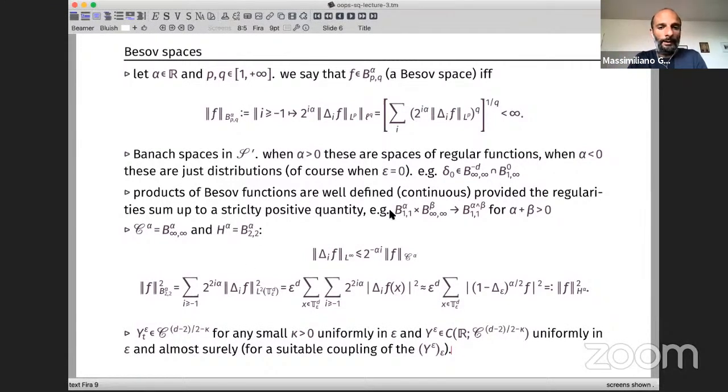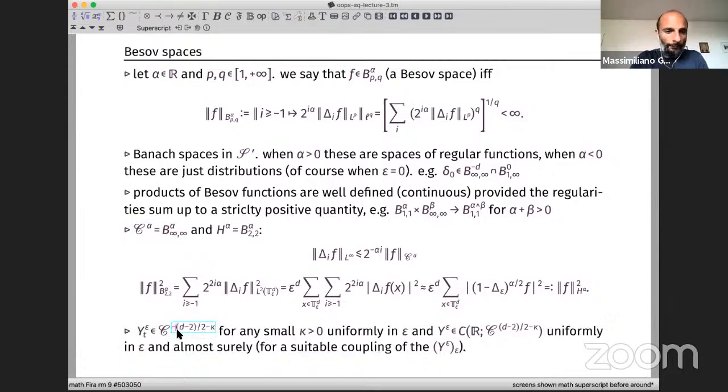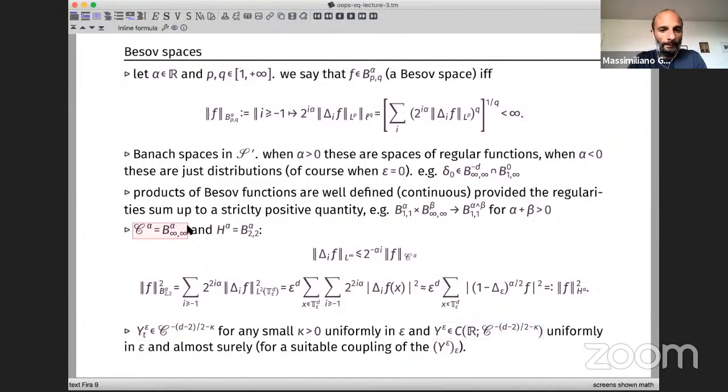We will measure it in this C^alpha, the Hölder-Besov spaces, which are spaces where the summability is infinity and the regularity is alpha. Note that when d equals 1, this is really... did I get it wrong? Yeah, I got it wrong, of course, this is minus. So when d equals 1, this is really the regularity of the Brownian motion. These spaces, when alpha is positive, correspond to the usual Hölder spaces.